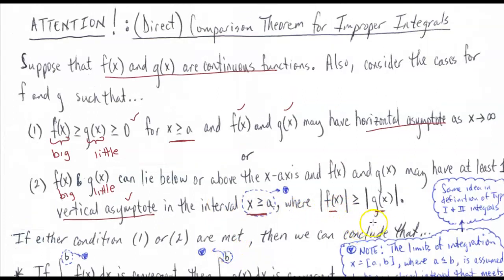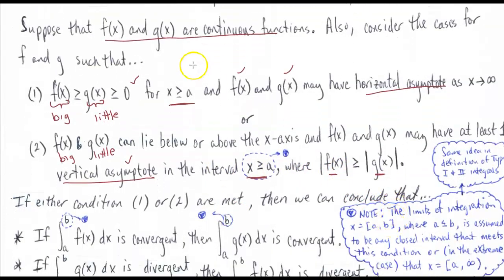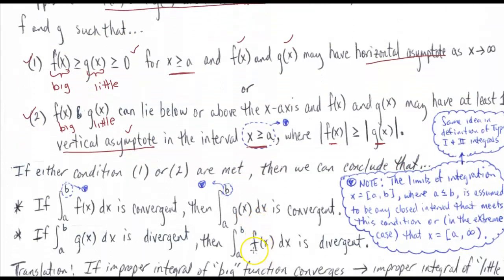So the direct comparison theorem basically says, hey, if we have a big function and a little function that meets at least one of these two conditions, then if our integral for the big function is convergent, that means the definite integral for the little function is going to follow suit and also be convergent. We also see that if the integral for the little function is divergent, then we know that the definite integral of the bigger function is going to follow suit and will also be divergent.